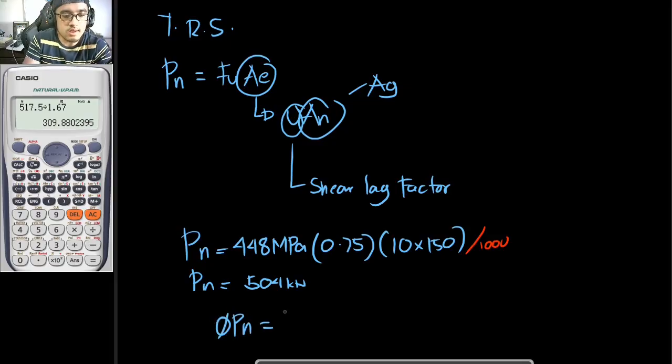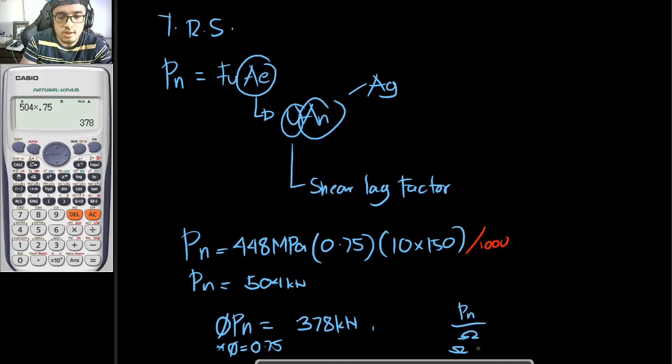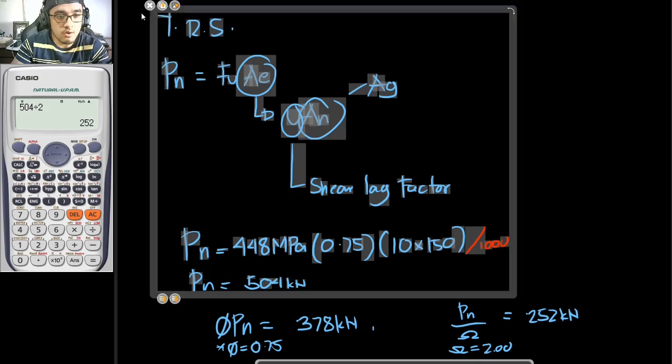So for our tensile rupture stress, our phi PN in LRFD is equal to, oh, by the way, our phi is equal to 0.75. So from that, 504 times 0.75 is equal to 378. And for our PN over omega, where omega is equal to 2.00, 504 divided by 2 is 252, so 252 kilonewtons. I would just be erasing this part right here first for our comparison.